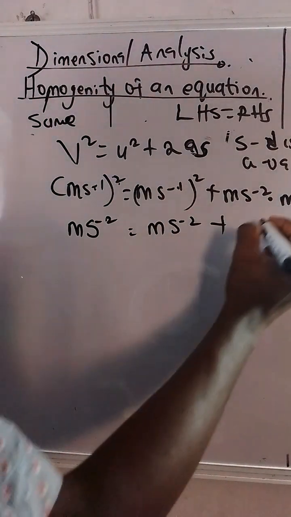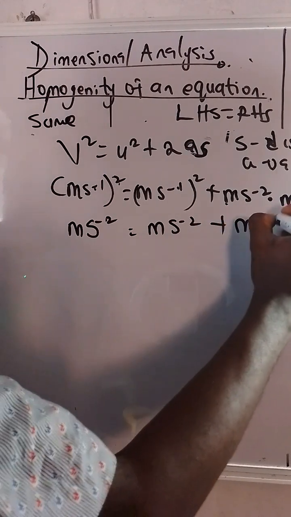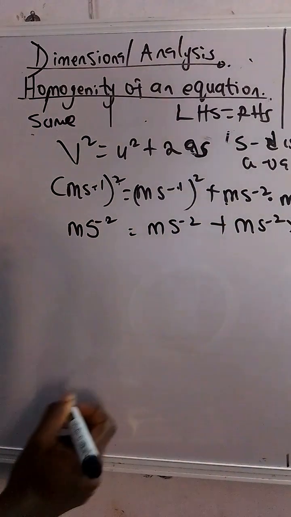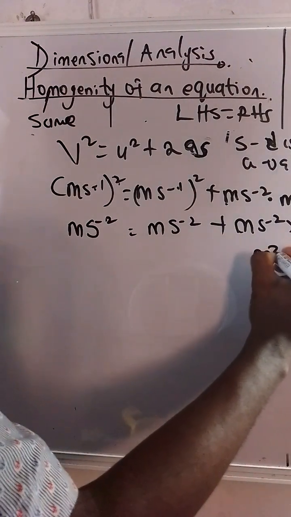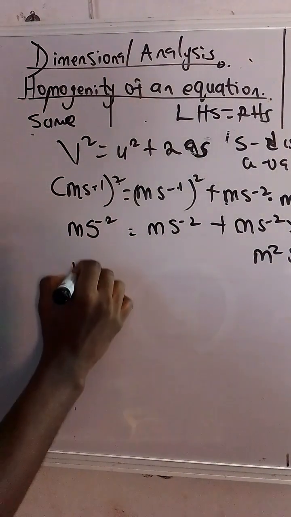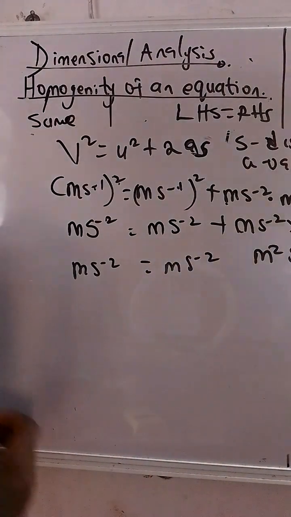Now I'm having 2 meter, and this thing means meter per second square times meter. Now if I'm having meter per second square, that means meter times meter is meter square per second square. So I can have that meter per second square is equal to meter per second square. You can see that I've already proved this thing.